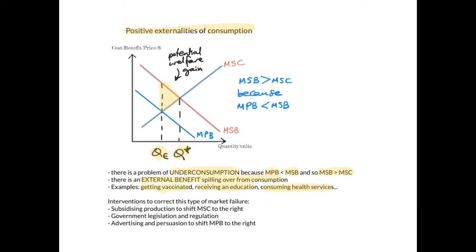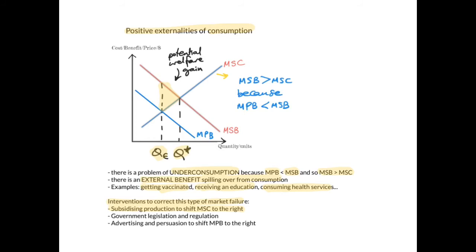Now, what are some interventions to correct this type of market failure? Similar to positive externalities of production, the government can use subsidization. Subsidizing production will shift the MSC to the right. So the government could encourage more production by shifting the MSC to the right.